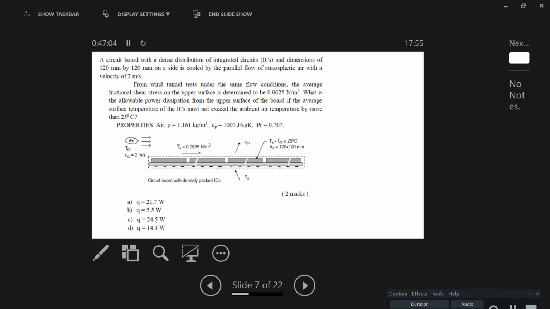Here it is given as a circuit board with a dense distribution of integrated circuits, ICs, and dimensions of 120 millimeter by 120 millimeter on a side, cooled by the parallel flow of atmospheric air with a velocity of 2 meter per second.